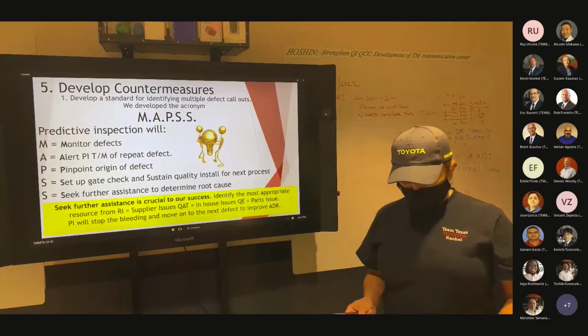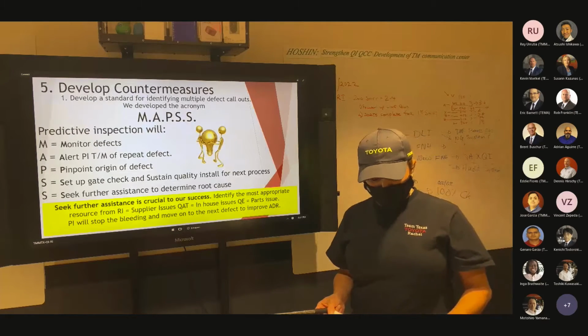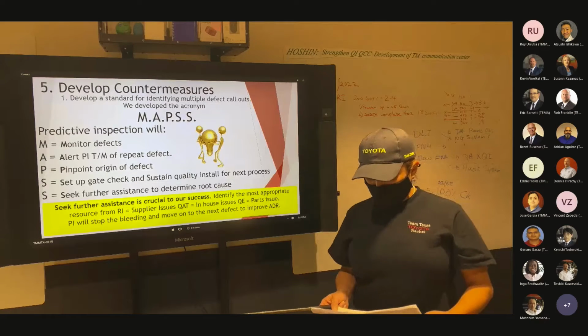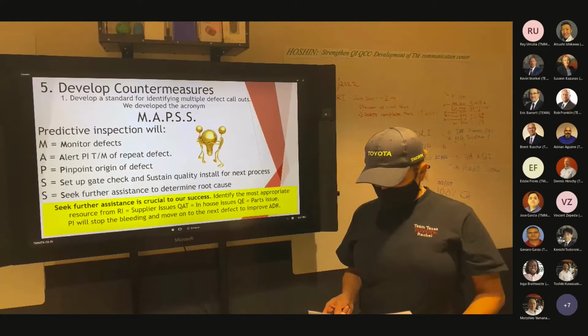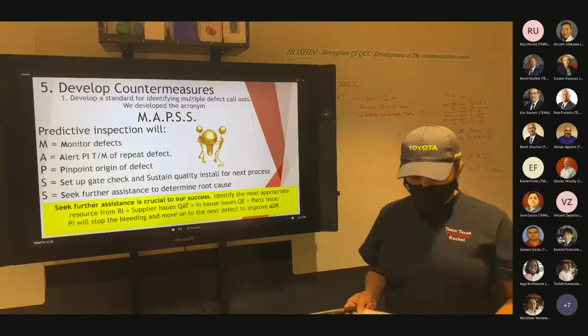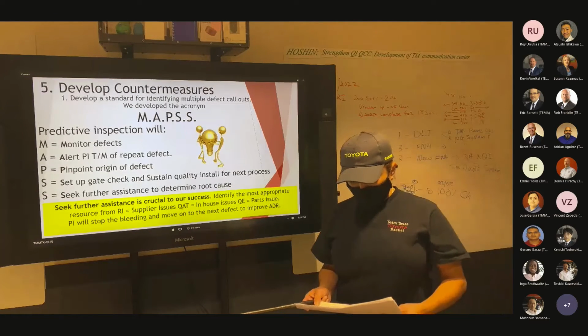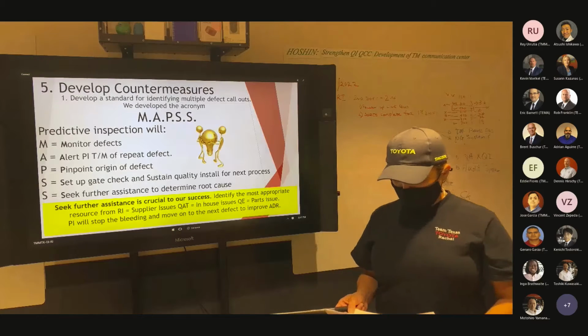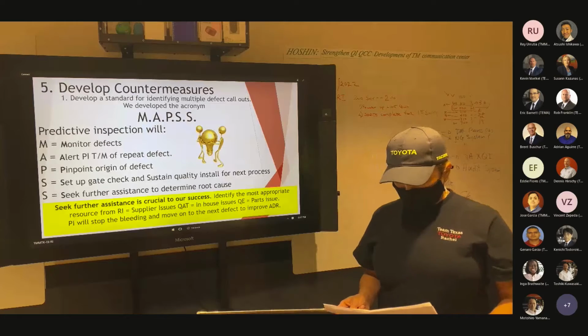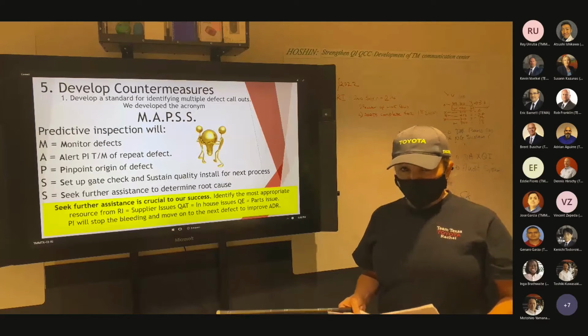Seek further assistance to determine root cause. Seek further assistance is crucial to our success. Identify the most appropriate resource from RI for supplier issues, QAT for in-house issues, QE for part issues. PI will stop the bleeding and move on to the next defect to improve ADR.